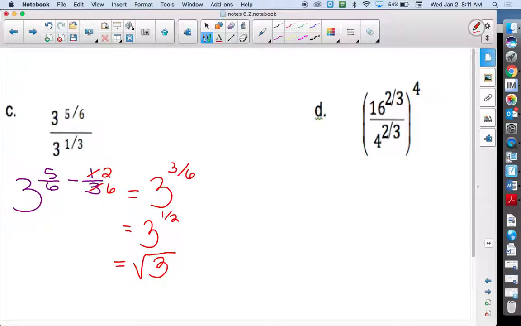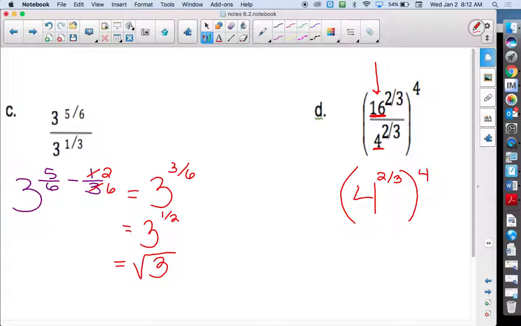Yeah, so inside you have a 16 to the power of 2/3 and a 4 to the same power of 2/3. So because they're to the same exact power, you can simplify that. So Abby, that would become 4. Yeah, it just becomes 4. So you're just reducing the fraction part. It's still 2/3. The reason you can do that is because the exponent is the same. So if they have the same exponent, you're allowed to simplify that fraction.